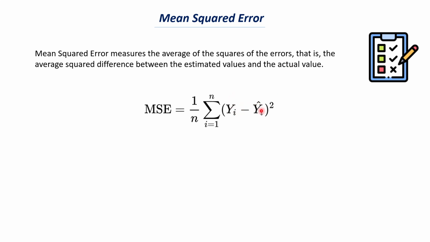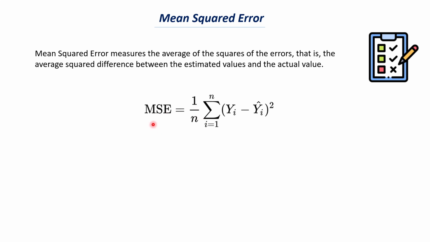We find this difference and we square this difference. Let's say we have 100 test data points, and we are finding the predicted value for all these 100 data points. So we find the difference between the true value and the estimated value for all these 100 data points. We just find the difference and square this value individually for all these 100 data points, sum them up, and divide by the total number of data points that we have. In this case, the total number of data points is 100.